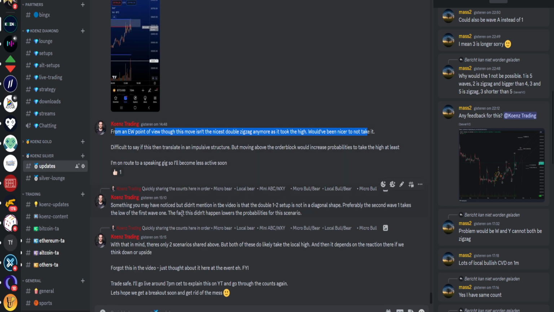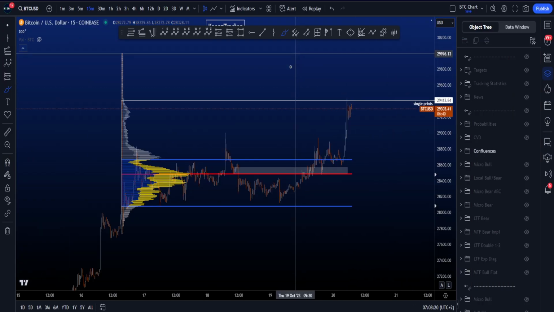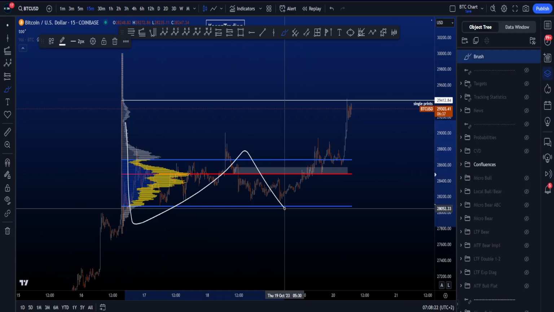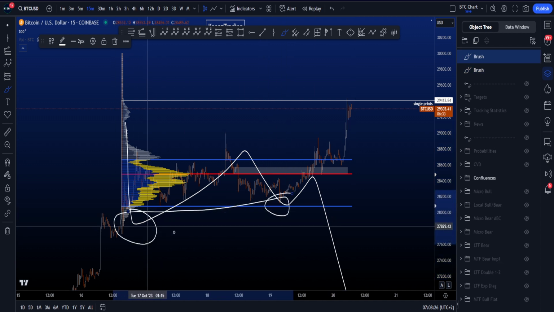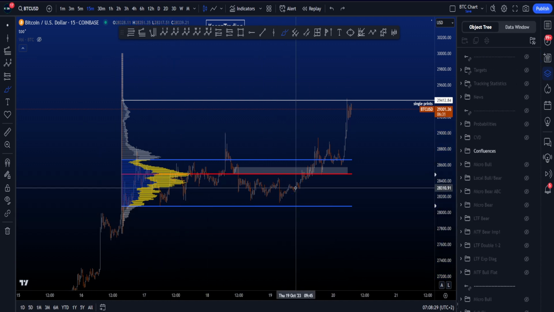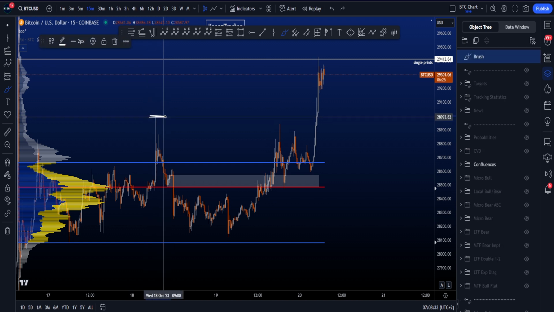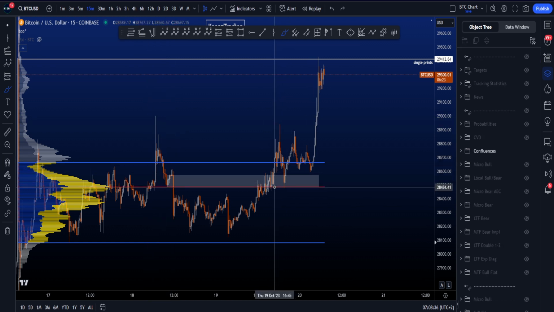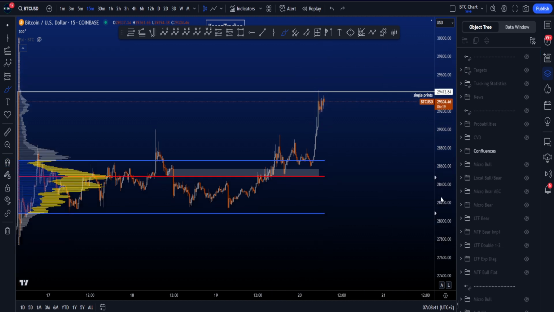And then eventually, something you may have noticed but I didn't mention in the video, is that the double 1-2 setup is not a diagonal shape, but that's a setup that was relevant for that scenario, a potential 1-2, 1-2 move down. Lower probabilities as wave 1 did not take the low of this wave 1 over here. So that is basically how, the moment we crossed the order block, that is the moment where I was like, yeah, probabilities really increased to take the high. We took the point of control as well. Yeah, we came back, but eventually look at where we are right now.